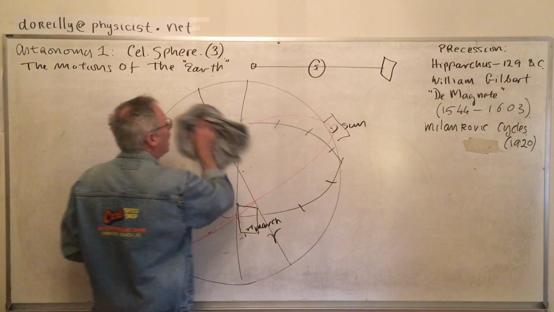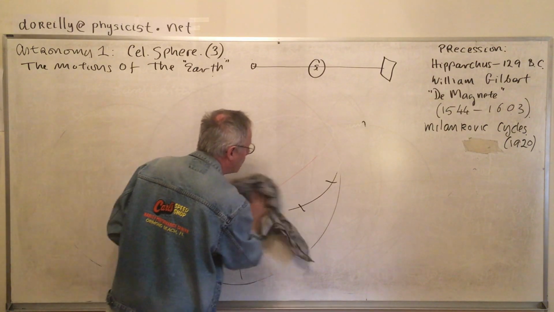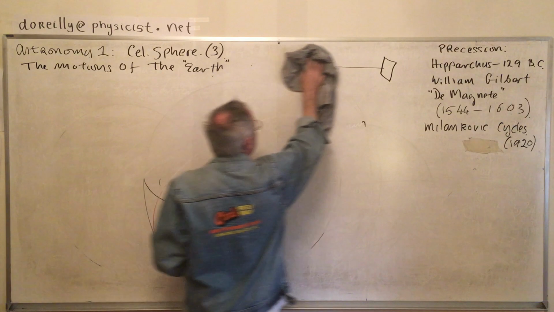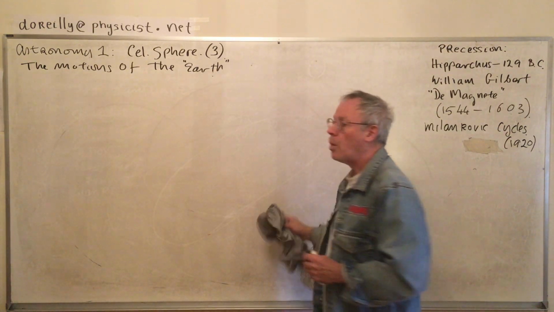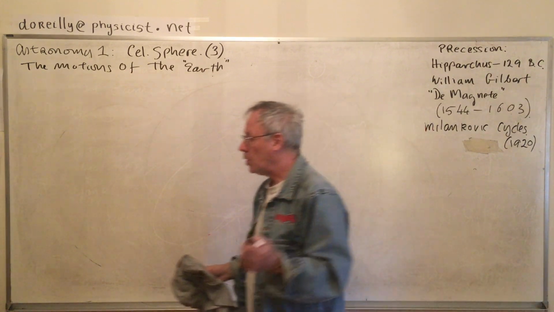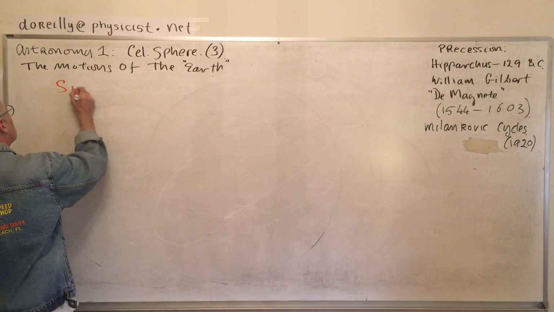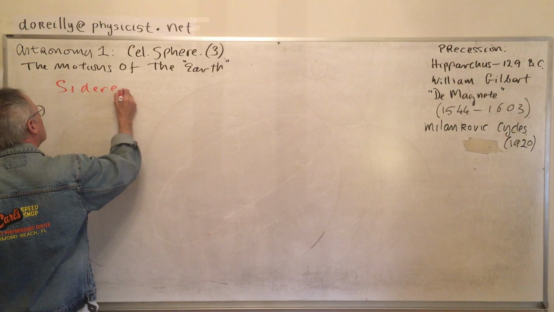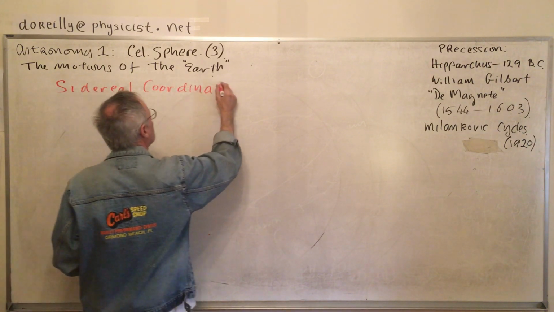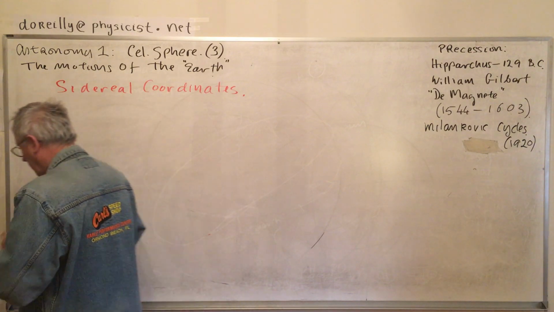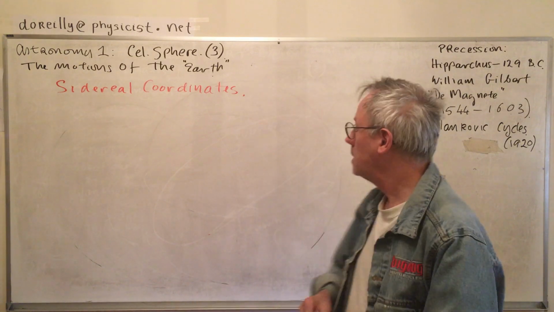But the coordinates that I like are these ones. These are the best coordinates, and people don't use them, because even ecliptic coordinates have this precession going on in them. Sidereal coordinates. I like them a lot. I think they're nice.